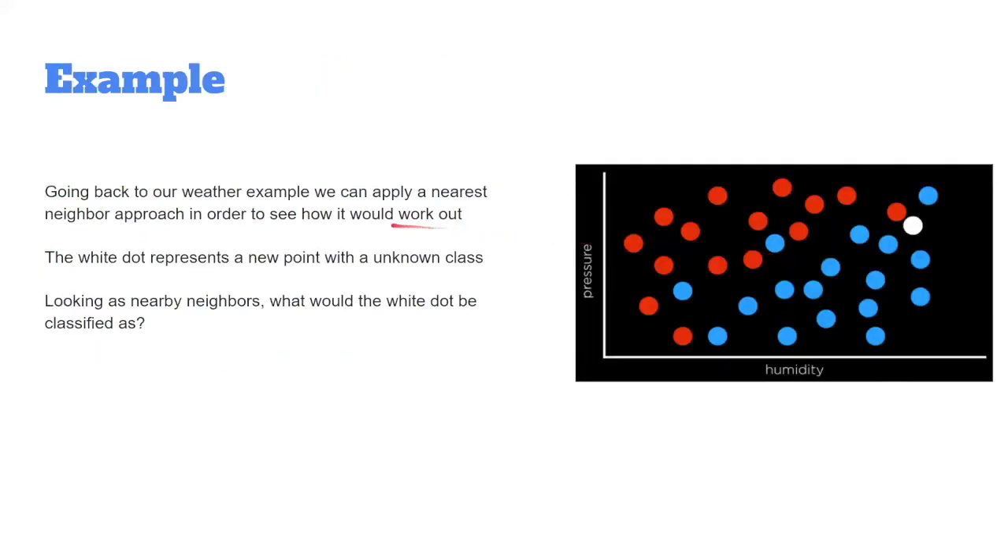So going back to the weather example, we can apply a nearest neighbor approach in order to see how it would work out. The white dot, again, being the new data point, is of an unknown class and has never been seen before. Using the nearest neighbor approach, which data set would this fall into? Just think about it for a few seconds.